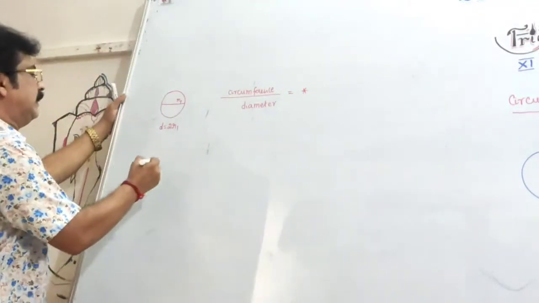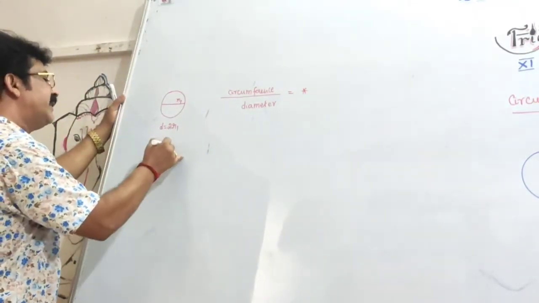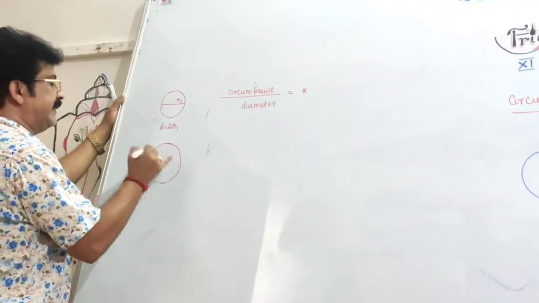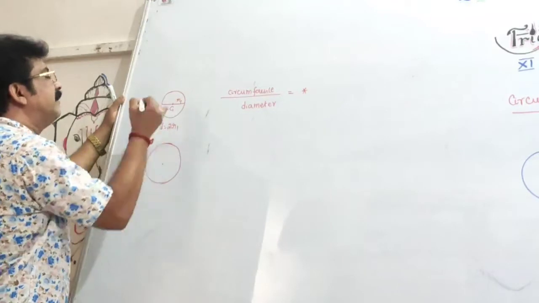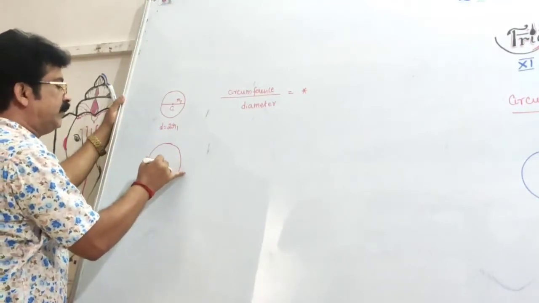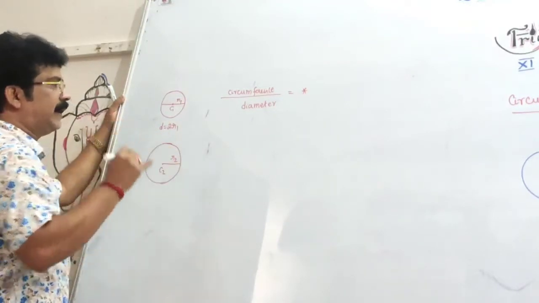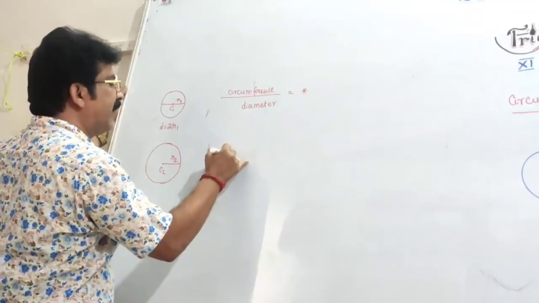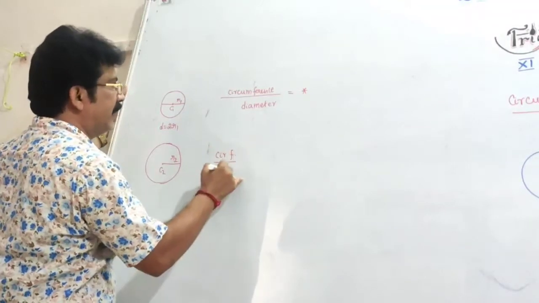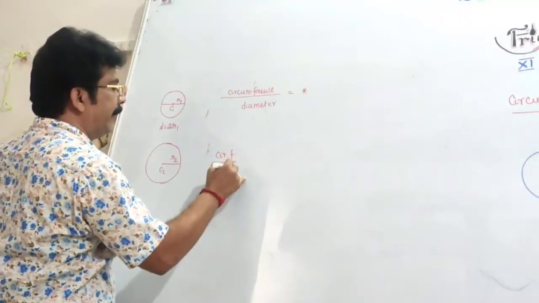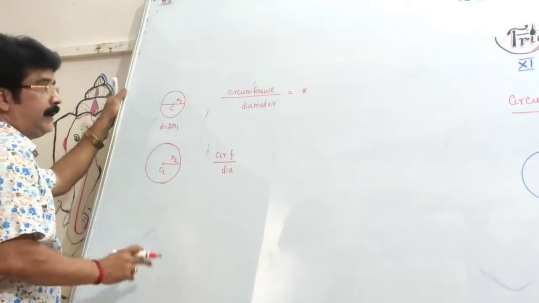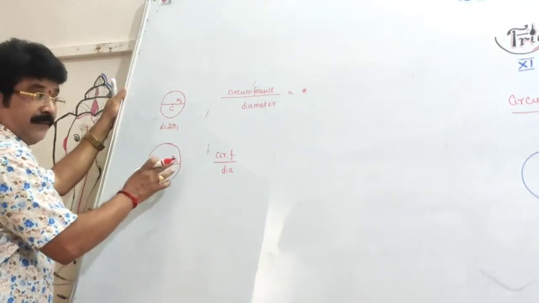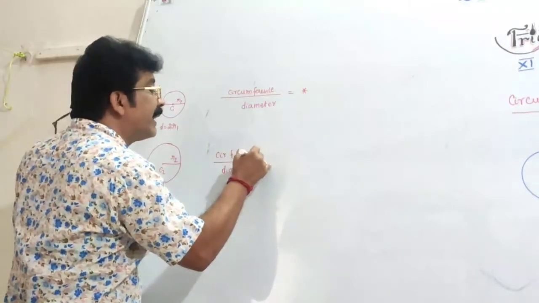Next, let us take another circle of different size. Its center is here. For example, this is capital C1, this is capital C2. Its radius is different, R2. Again, find the circumference of the circle divided by diameter. Even though it is a different size, we are getting the same ratio.